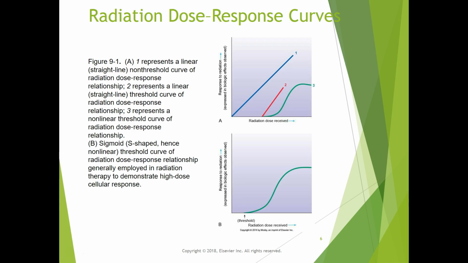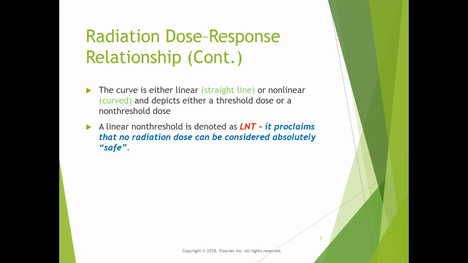Number 2 shows there is a threshold. There is an amount of dose that you can receive and there are no effects expressed. That's called a threshold. So that's a linear threshold curve. And then number 3 is the sigmoid or S-shaped. It's nonlinear. It is a threshold curve because there is a point where you have a certain dose and there are no observable effects. Then after you get to a certain dose, you do see effects and then it tapers off again. That's mainly used for radiation therapy studies.